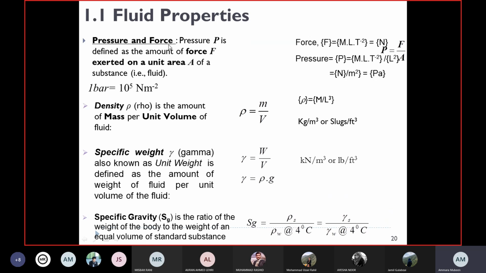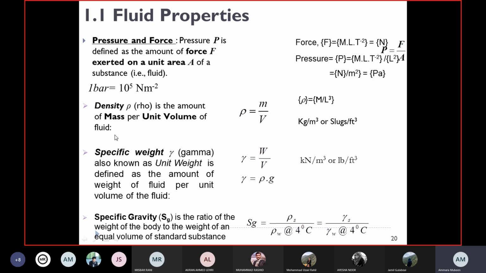So check some other properties of fluid. Okay, pressure and force. You already know the definition of pressure and force. Pressure P is defined as the amount of force exerted on the unit area. Some unit conversions are given. Pressure is basically represented as Newton per meter square or pound per foot square, and it is also represented in terms of bar. So you can see the conversion of the pressure.